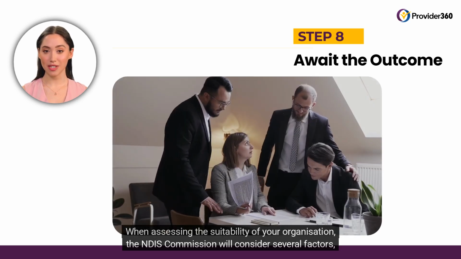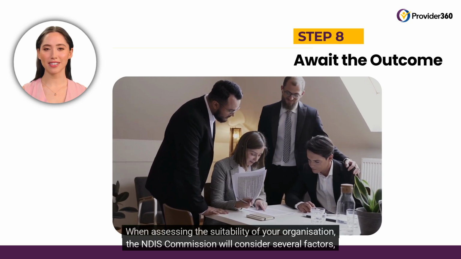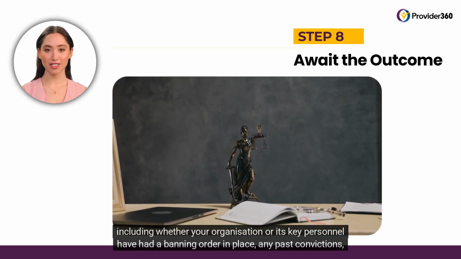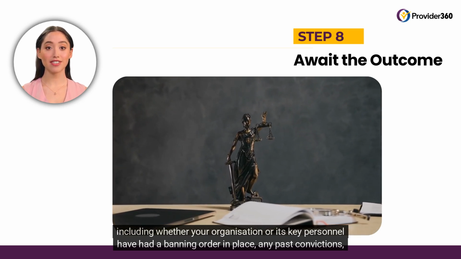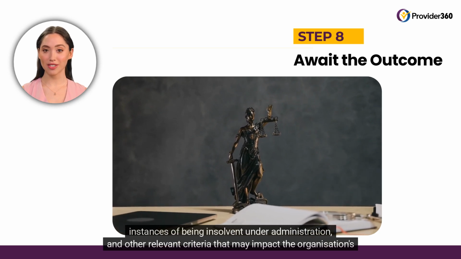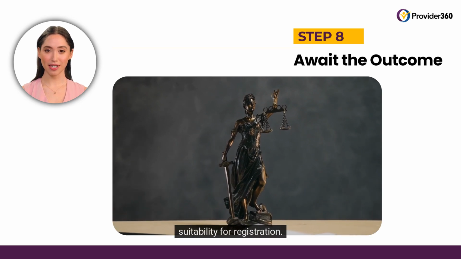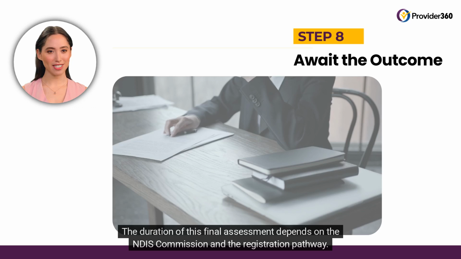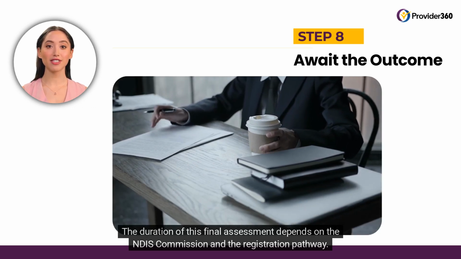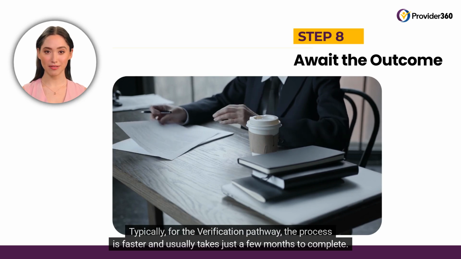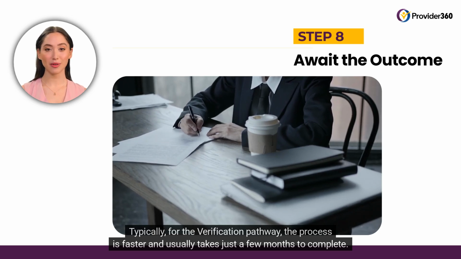When assessing the suitability of your organization, the NDIS Commission will consider several factors, including whether your organization or its key personnel have had a banning order in place, any past convictions, instances of being insolvent under administration, and other relevant criteria that may impact the organization's suitability for registration. The duration of this final assessment depends on the NDIS Commission and the registration pathway. Typically, for the verification pathway, the process is faster and usually takes just a few months to complete.